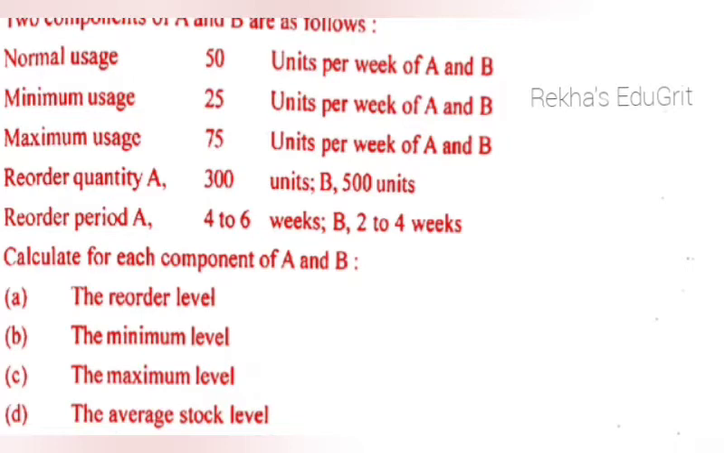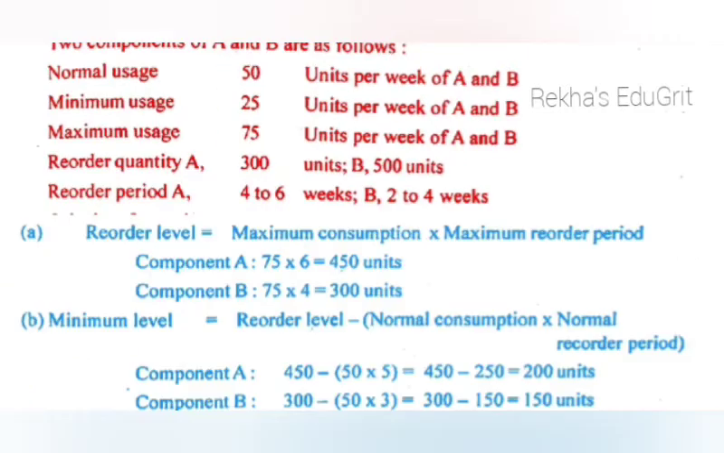Then the reorder period for A is 4 to 6 weeks and for B it is 2 to 4 weeks. So we have to calculate the reorder level, minimum level, maximum level and average stock level for each one. That is, for A and B, we have to calculate each of the components.